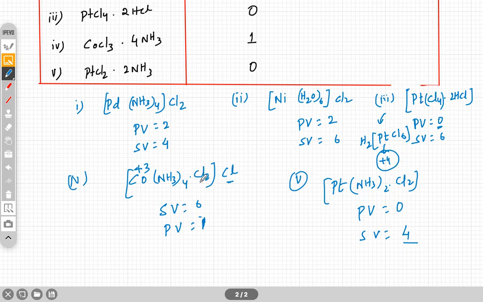Out of 3, 2 chlorine atoms satisfy the secondary valency also, that we are considering here as 6. That's why in this case, based on the data given, we only consider the chlorine atom which is present outside the complex. According to that, we'll write down the primary valency. Why are we not considering this one? Because this contributes to the secondary valency as well. That's why we are considering only this one.